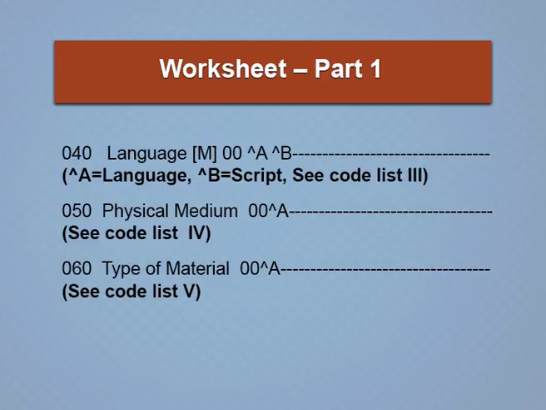It has got two subfields, caret A and caret B. Caret A is the name of the language and caret B is the script of the language. Here, in both cases, you cannot write the language name in word format. Say, for example, this document is available in English language, I cannot write ENGLISH, or if it is available in Hindi, I cannot write HINDI.